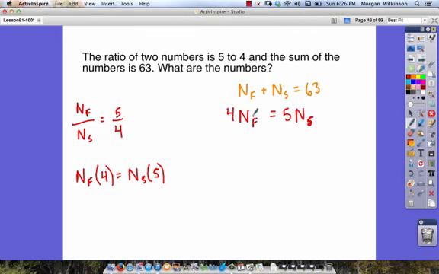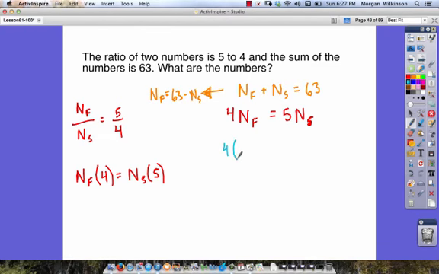So if we have this, we can't solve right away. We need to figure out what the first number is going to be equal to. So we'd subtract the second number from both sides. It's going to look like this: n sub f is going to equal 63 minus n sub s. And when we do that, we can then substitute our n sub f value of 63 minus n sub s in for n sub f.